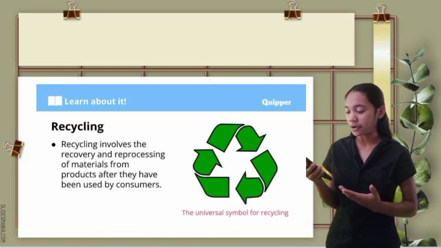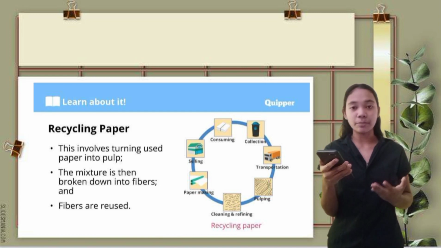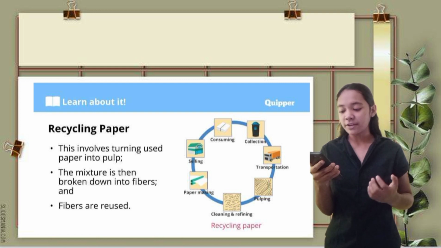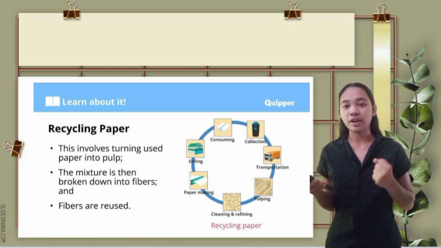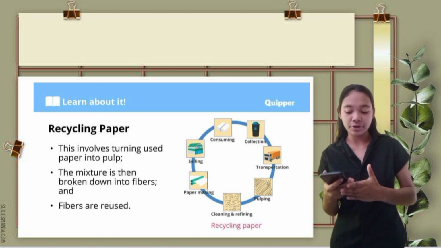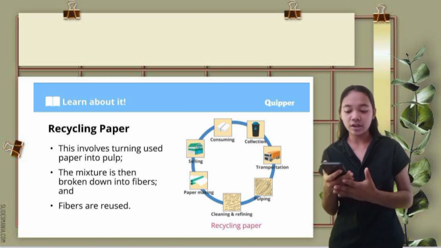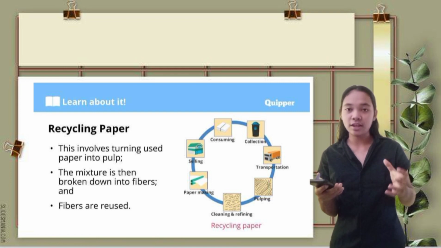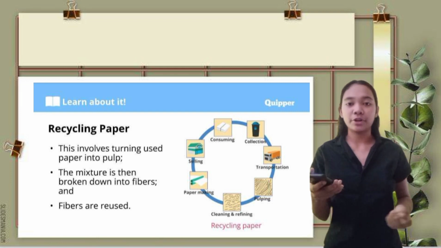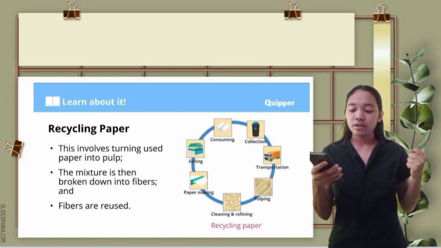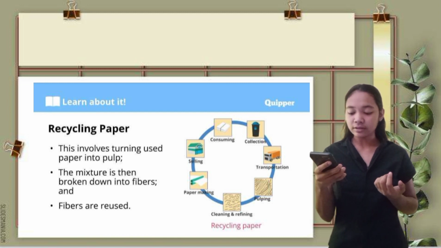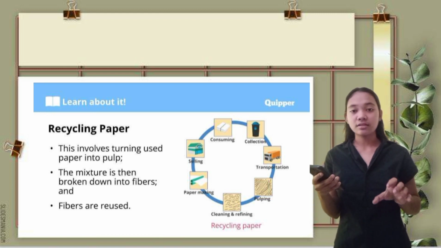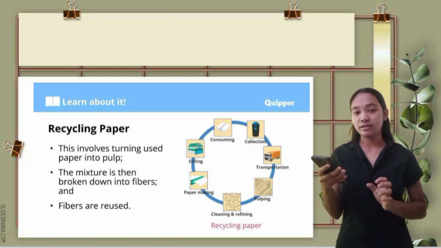So, recycling paper. This involves turning used paper into pulp. The mixture is then broken down into fibers and the fibers are reused. For example, our used papers, we will cut them down so that we can make a pulp. We collect our used paper. So first, collect, then transport, pulping, cleaning, refining, paper making, then that product will be put in our ceiling.